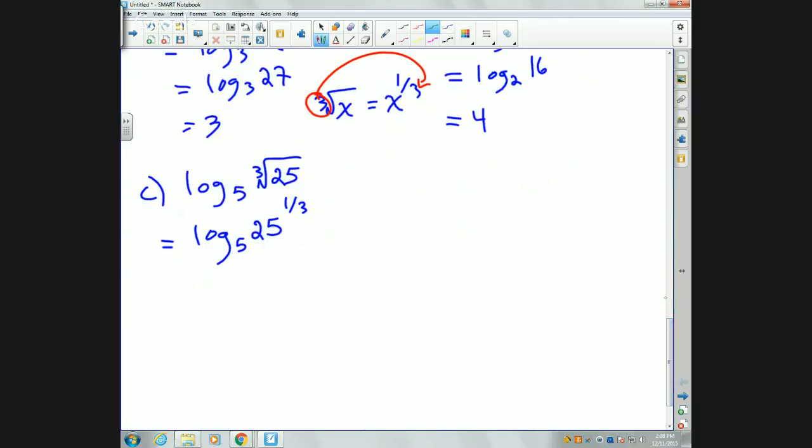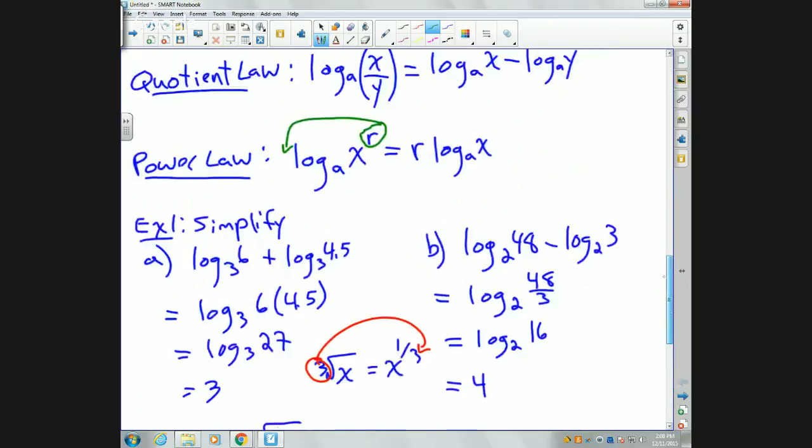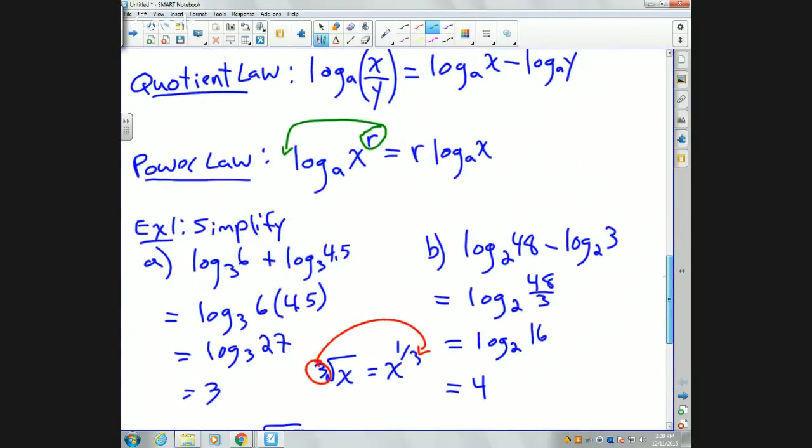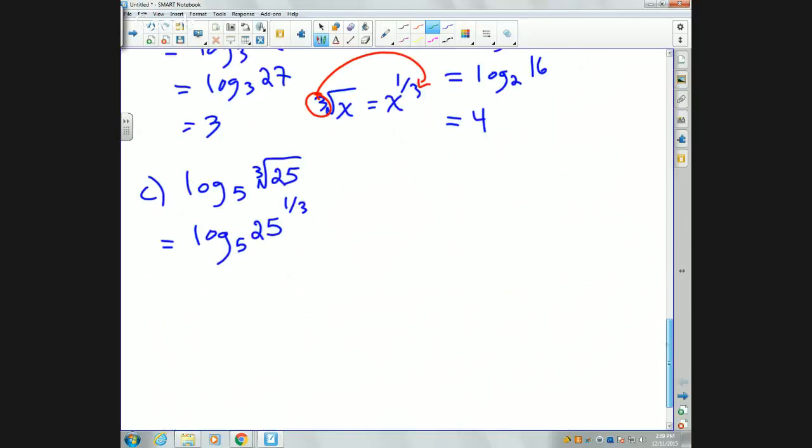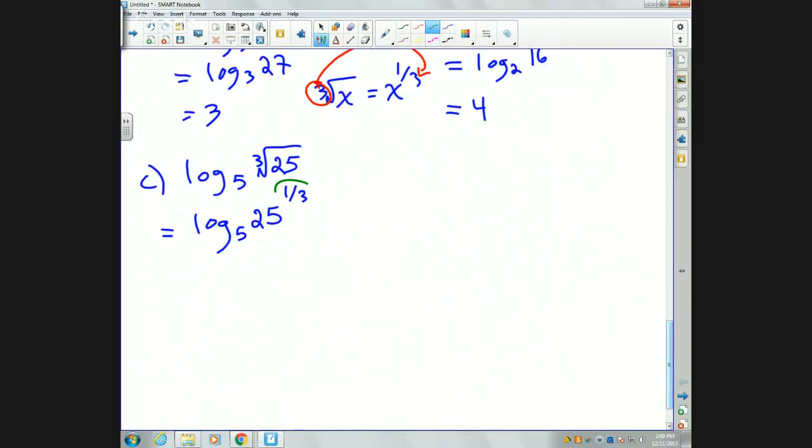But first, let's go back. Look at this power law right here. If we have a base with an exponent, we can pull that exponent down out front of the log. So we can do that here as well. We can pull this exponent down here, and we get 1/3 the log of 25 base 5. And now we can go ahead and do what Josh was saying.